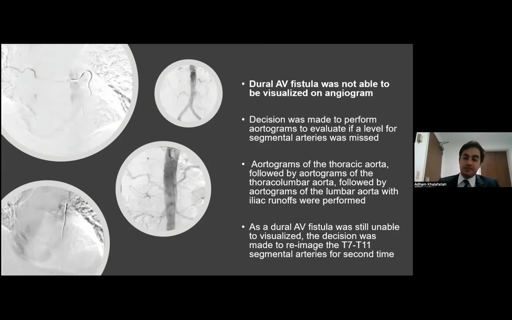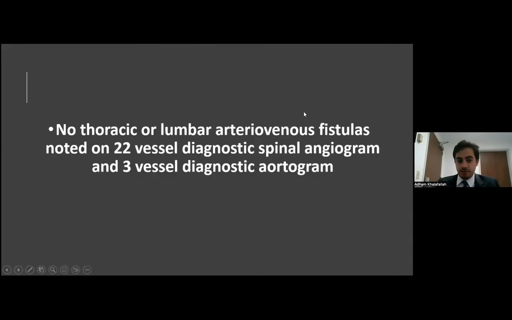So at this point, they decide, okay, let's re-image again T7 to T11, given that the MRI is showing T8 to T10. But still, afterwards, on the thoracic and the lumbar, the arteriovenous fistula is still not noted on the 22 vessel and the 3 vessel diagnostic angiogram.